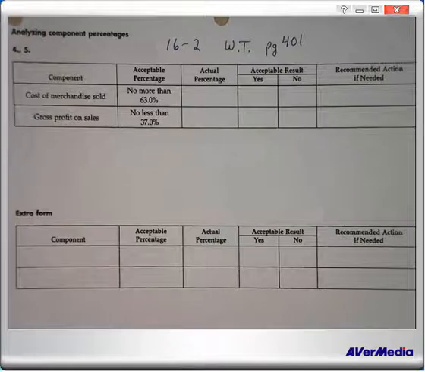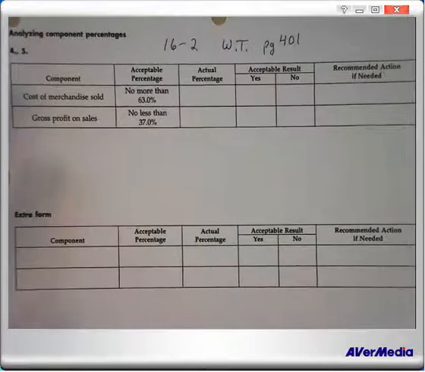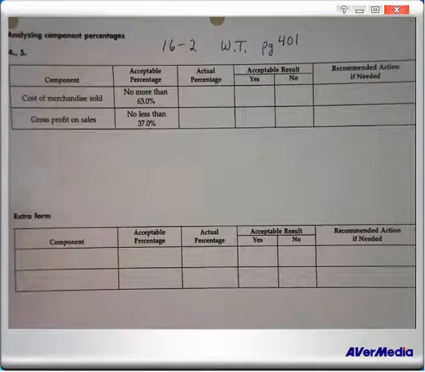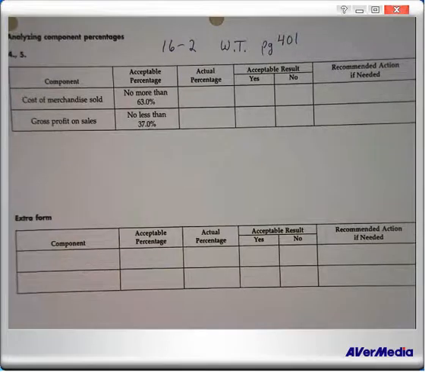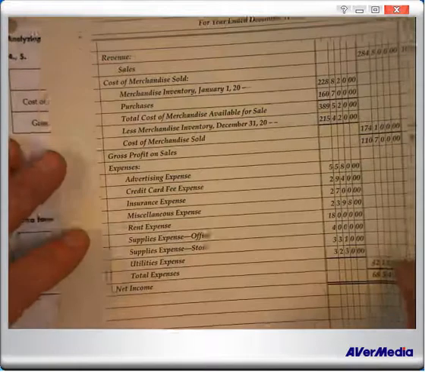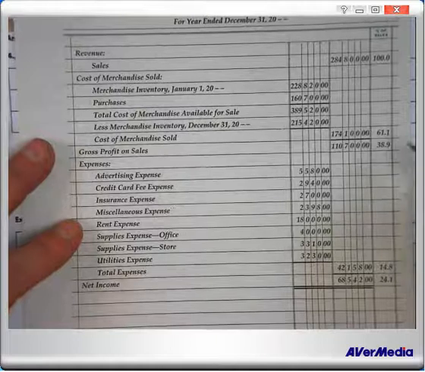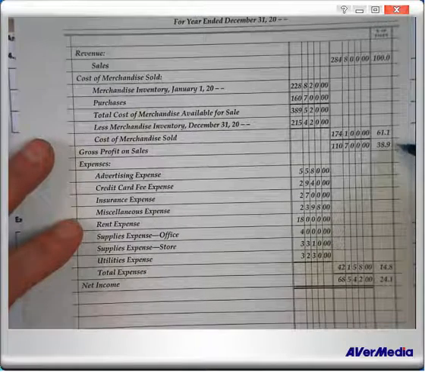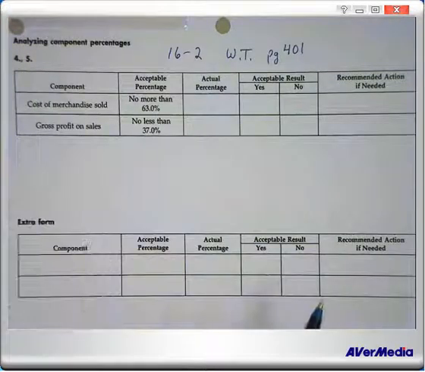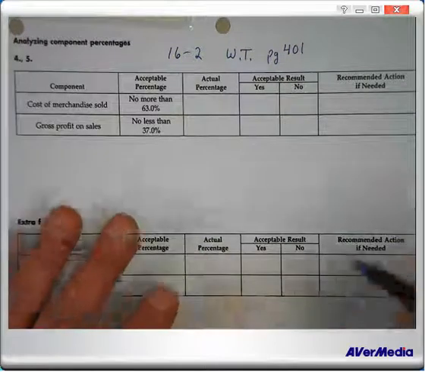On page 401 in the book, we have Auto number 4. A to Z Auto Parts determines that no more than 63 cents, or 63%, for each sales dollar should be devoted to cost of merchandise sold. Compare that and figure out what it is. So we are using the income statement that we created from before. We have this income statement and these component percentages that we're looking at, these two. So what we're going to look at is those and put those percentages in here.